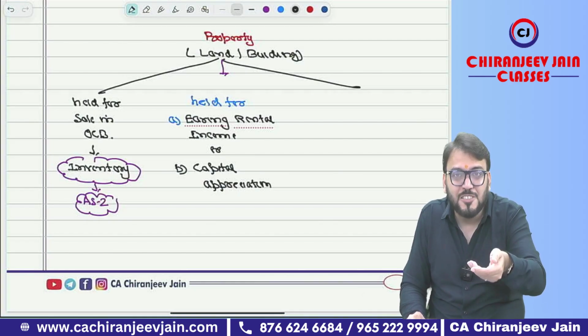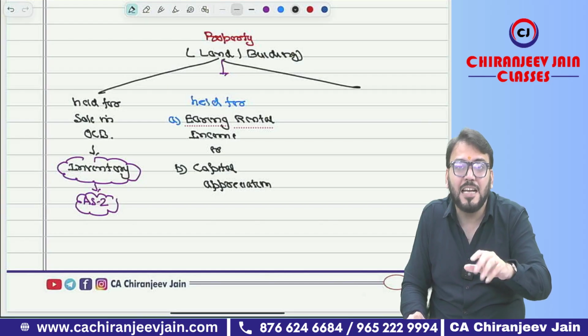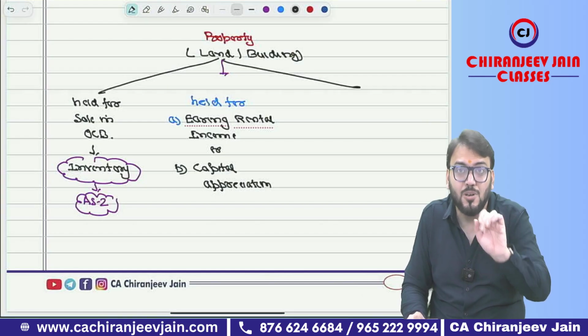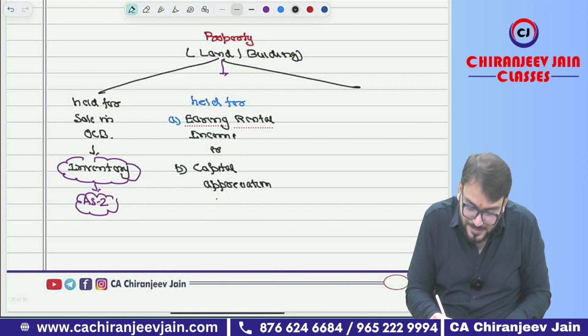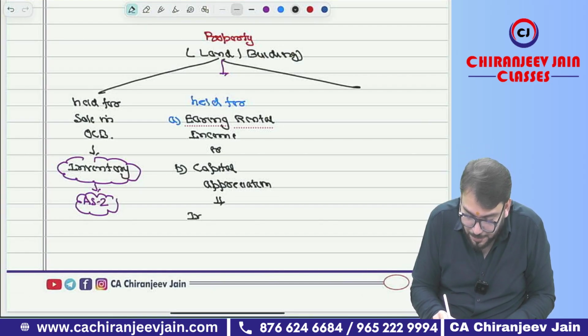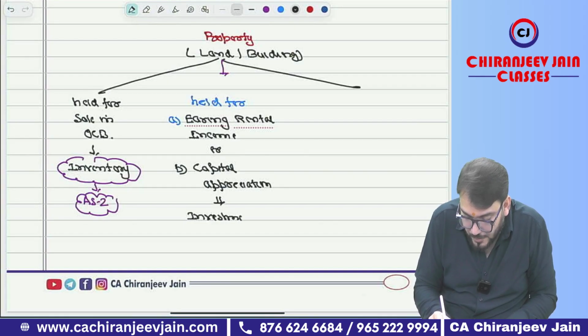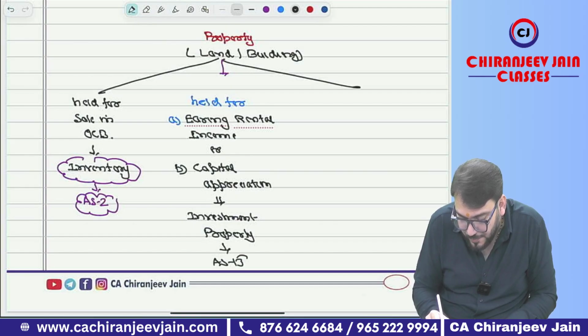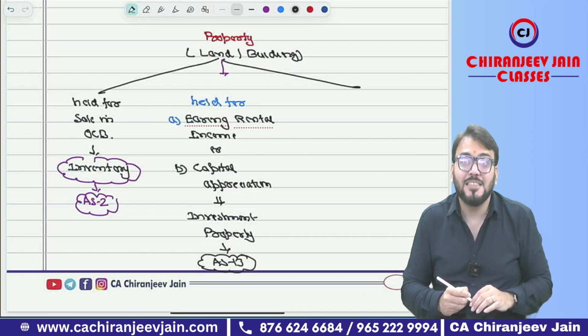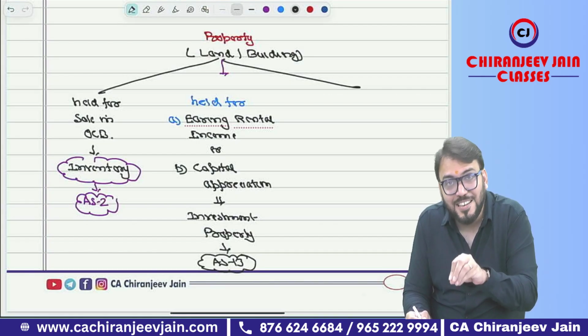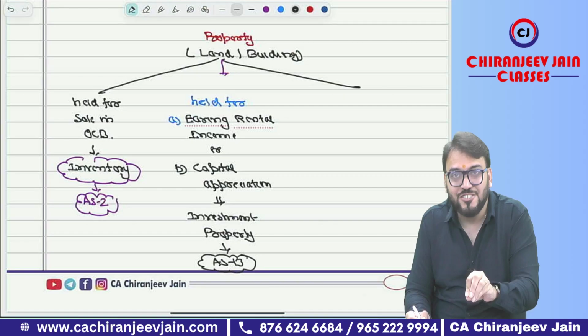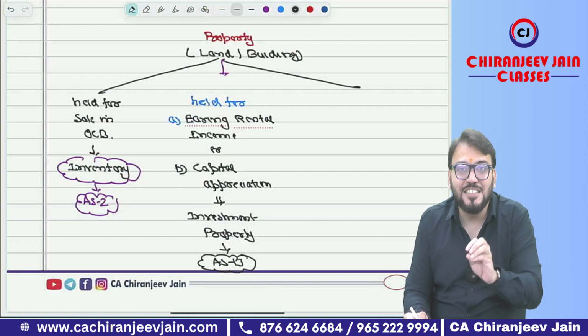Means you have done some investment in land and building. For example, you purchase at rupees 1 lakh and after 5 years it may become 5 lakh. You gain 4 lakh profit on that. So what our AS says is that this is actually known as investment property, and for this AS13 will be applicable. Means any property which is held for earning rental income or for capital appreciation, that is not covered under AS10. That is covered under AS13.